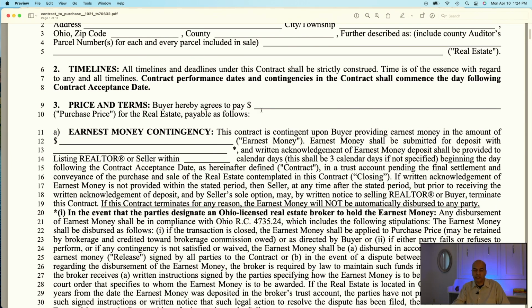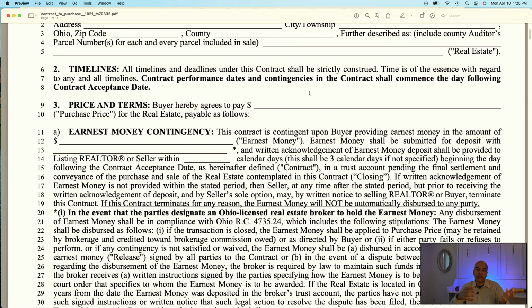Price and terms. Here's where you're going to input the price that you want to pay for the property, whatever that price is. Whatever you set in there obviously needs to go to the seller. The seller can decide, okay, I'll accept that price. No, I won't accept that price. They can counteroffer. If the seller does counteroffer, then that becomes a new offer.